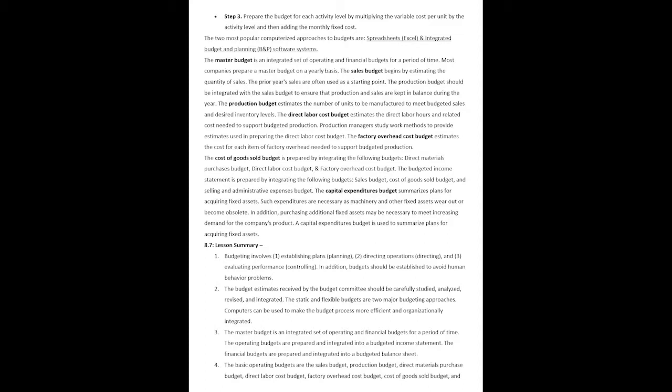So the capital expenditures budget summarizes plans for acquiring fixed assets. Such expenditures are necessary as machinery and other fixed assets wear out or become obsolete. In addition, purchasing additional fixed assets may be necessary to meet increasing demand for the company's product. A capital expenditure budget is used to summarize plans for acquiring fixed assets. You could include a building in your capital budget, right? If you're going to build a new building, that's capital. If you're going to install a new network in your building, that's capital, all that stuff.